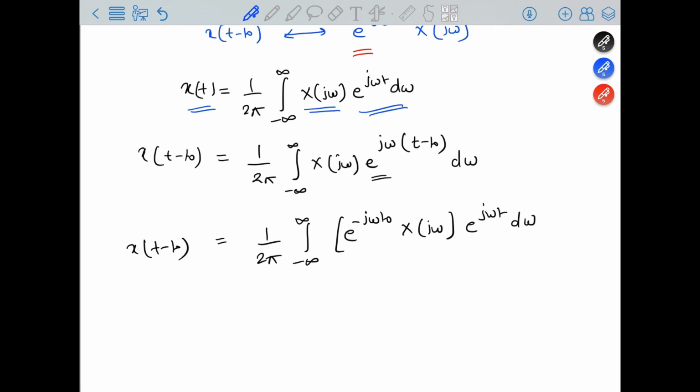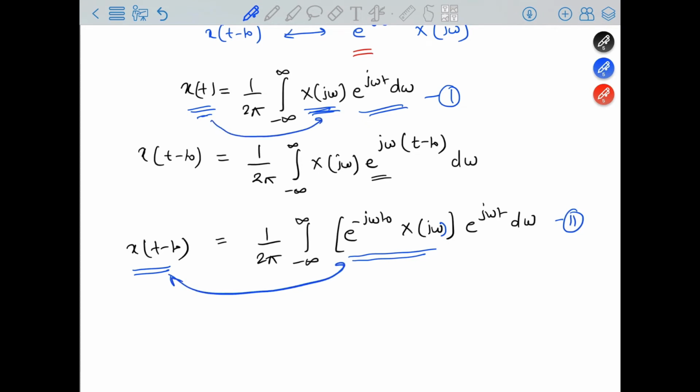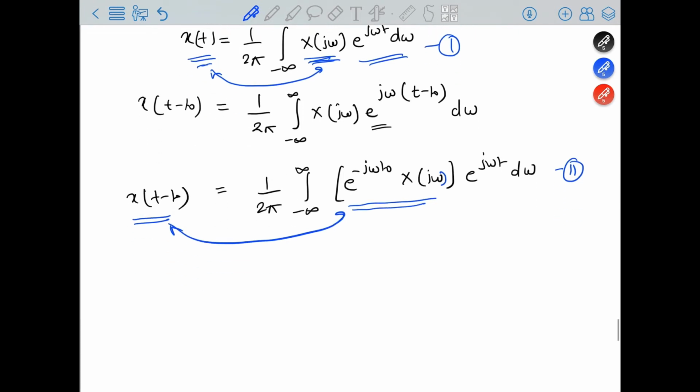Suppose I mark this equation as equation number 1 and this equation as equation number 2. If we compare equation number 1 and equation number 2, as the Fourier transform of x(t) is X(j omega), the Fourier transform of x(t minus t naught) is e raised to the power minus j omega t naught X(j omega). These form a transform pair. So here we can conclude that the Fourier transform of x(t minus t naught) is equivalent to e raised to the power minus j omega t naught X(j omega).